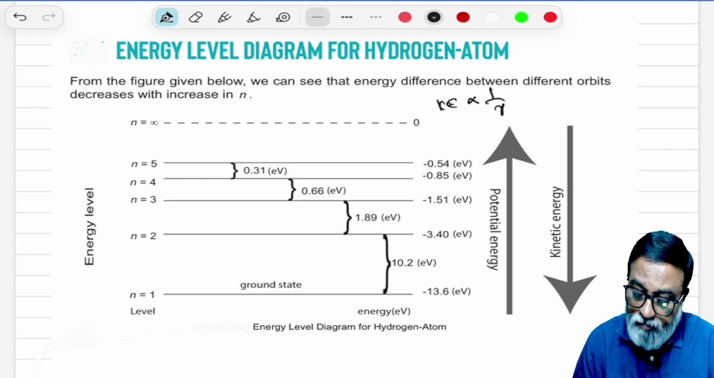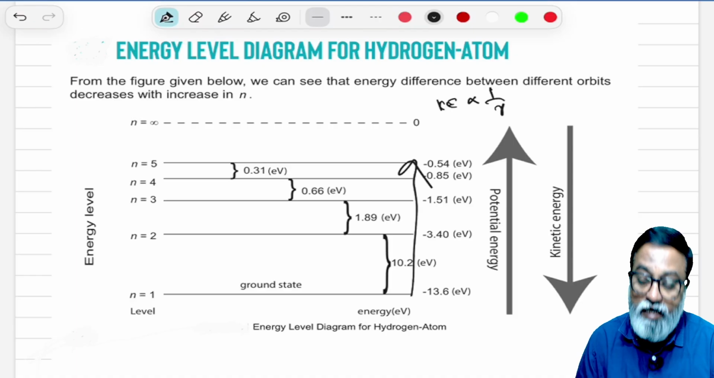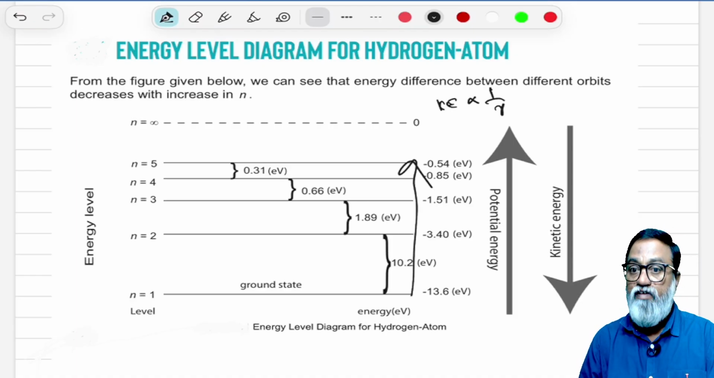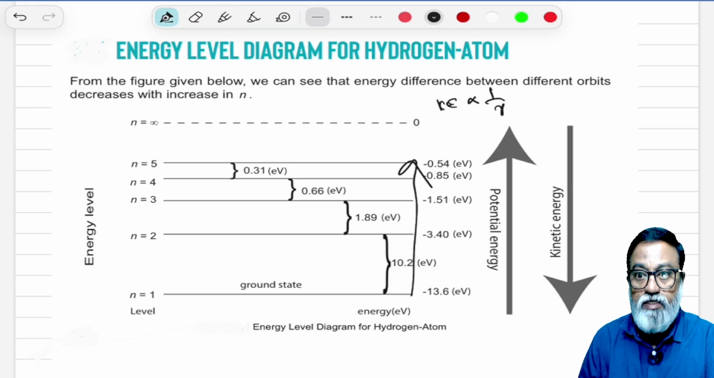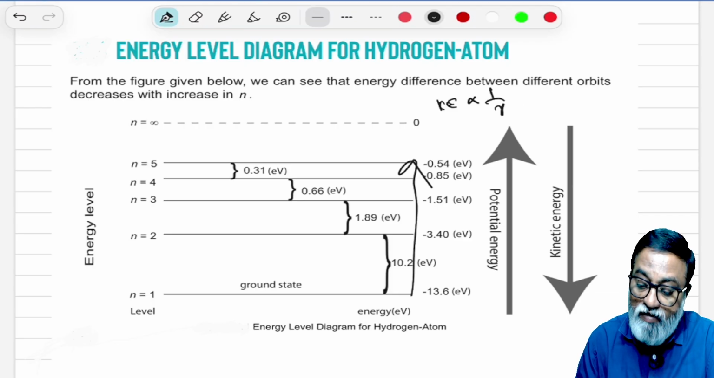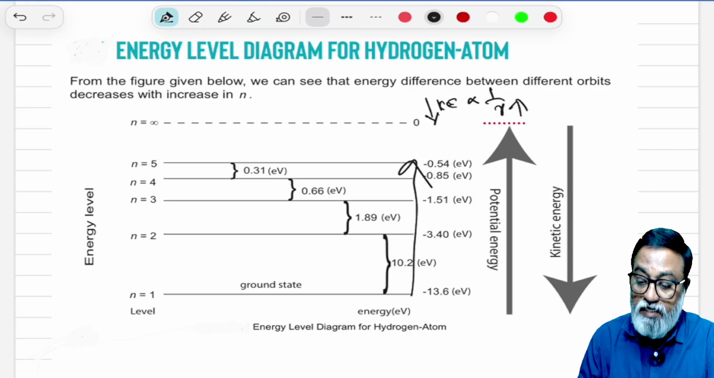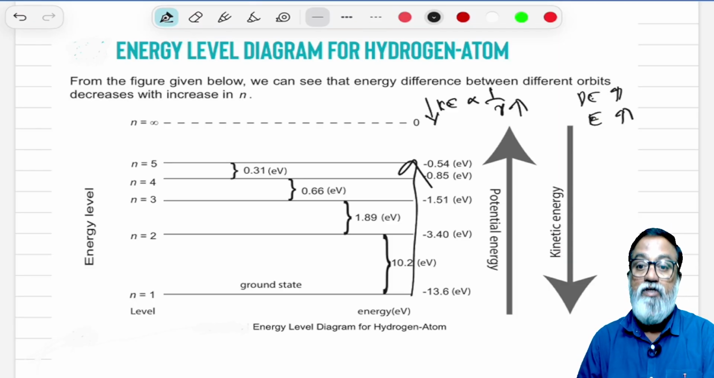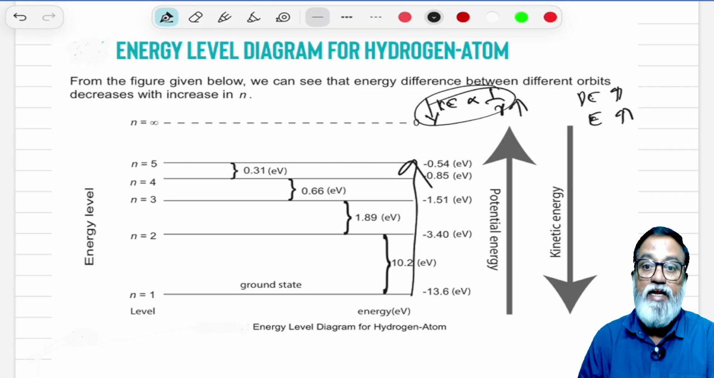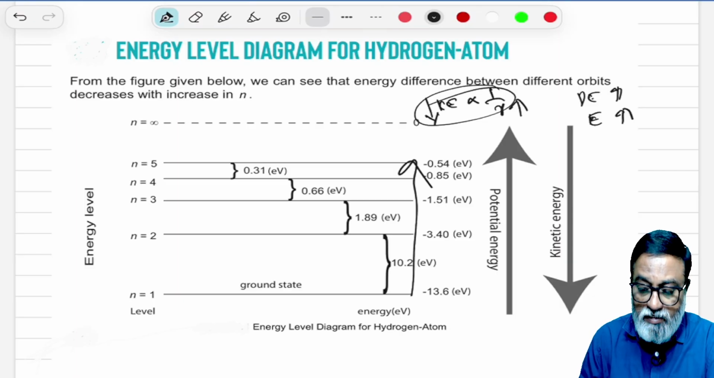When you are moving from a lower energy level to a higher energy level, the radius increases. When radius increases, kinetic energy decreases. When kinetic energy decreases, potential energy increases and total energy also increases. You have to remember only for kinetic energy. If kinetic energy increases, potential energy and total energy decrease.